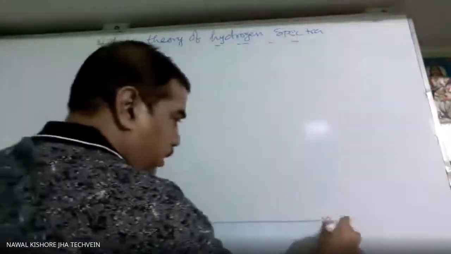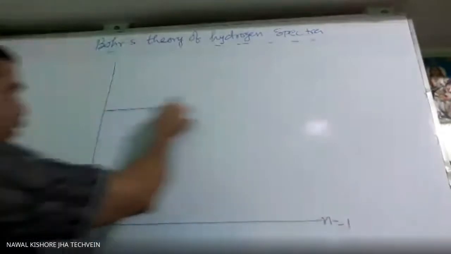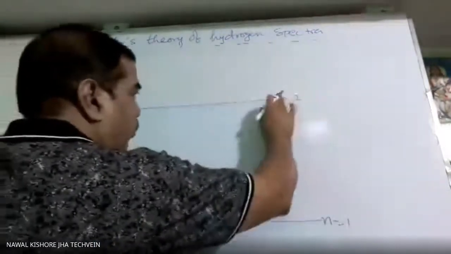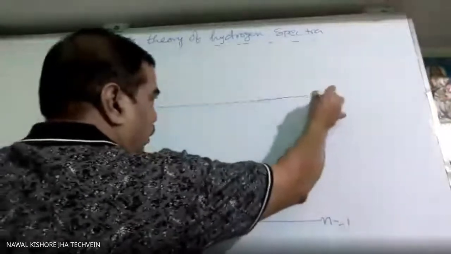So suppose this is our n equal to 1, n equal to 2, n equal to 3, n equal to 4, n equal to 5, n equal to 6, okay, and this is our series, n equal to infinity.